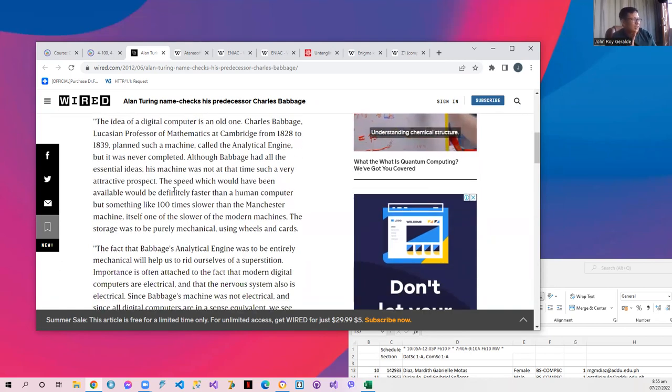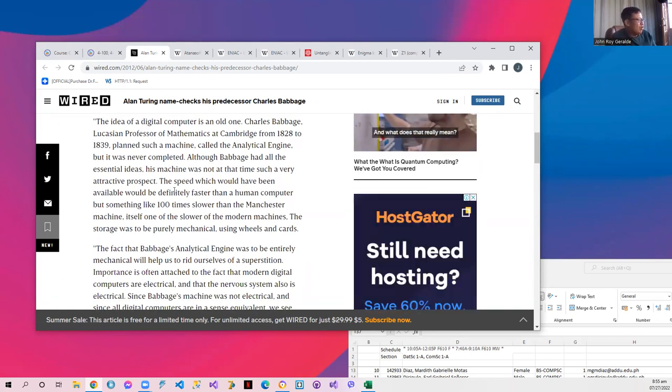Now, furthermore, ito yung sabi niya, no? Although Babbage had all the essential ideas, this machine was not at the same time such a very attractive prospect. Okay? Hindi na-appreciate, no? The speed with which it would have been available would be definitely faster than a human computer. Okay? The speed by which the analytical engine could do computations will be faster than doing it by hand, no? But something like 100 times lower than the Manchester machine.